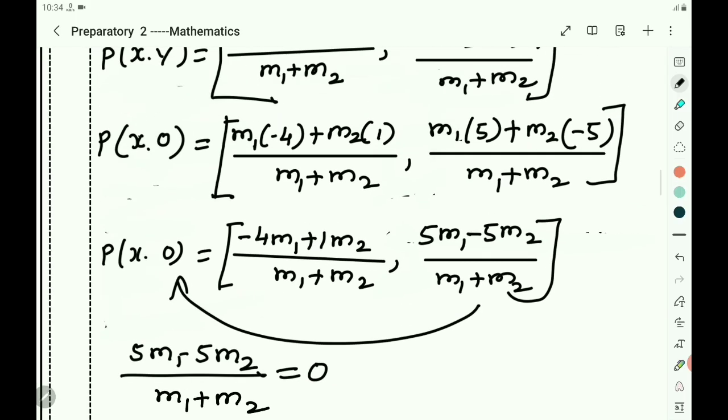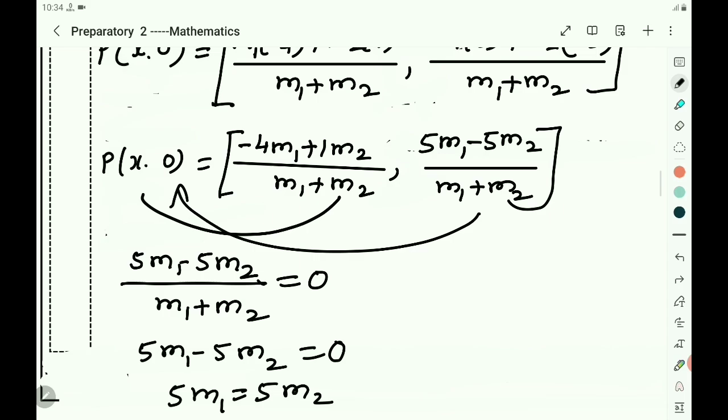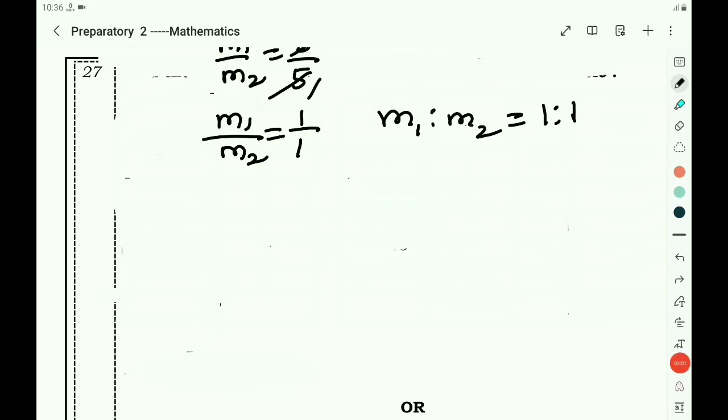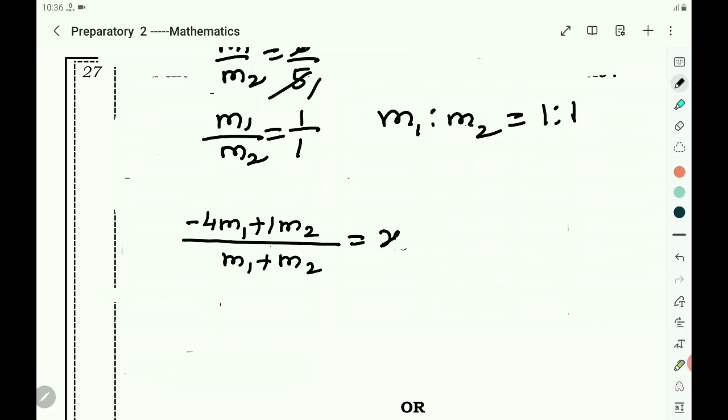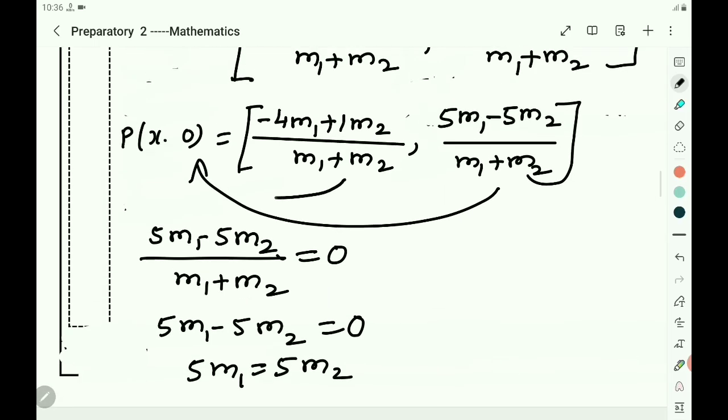Then here we have to find the value of x. 0 is there, the second coordinate. X we have to find out. To find x, you take this one. First one equals first one. Minus 4 m1 plus 1 m2 is equal to x. Let us take second one equals second one, that is 4 m1 plus 1 m2 by m1 plus m2 is equal to x.